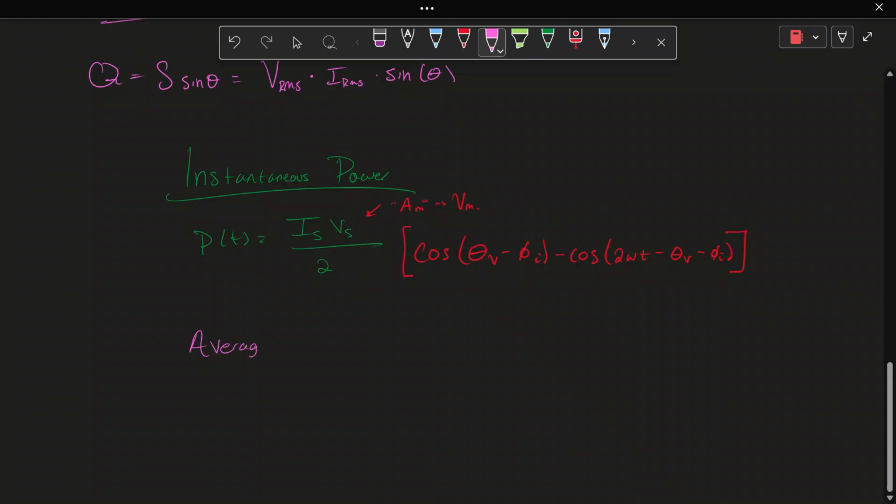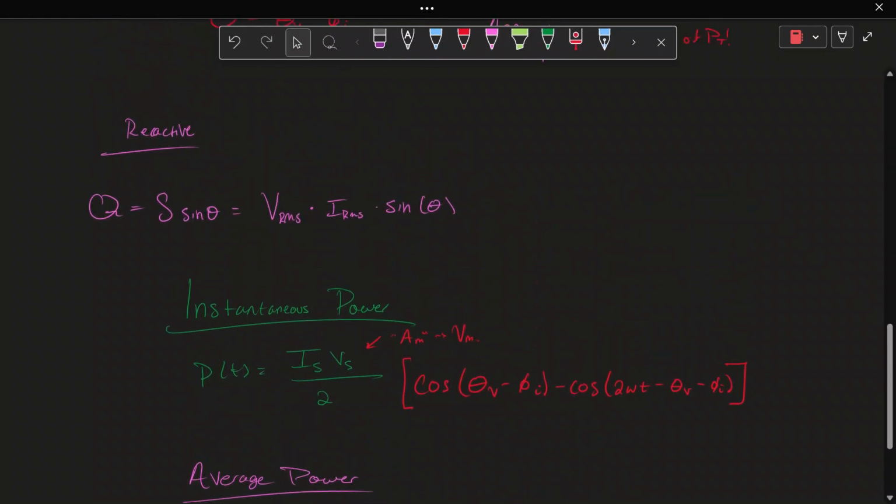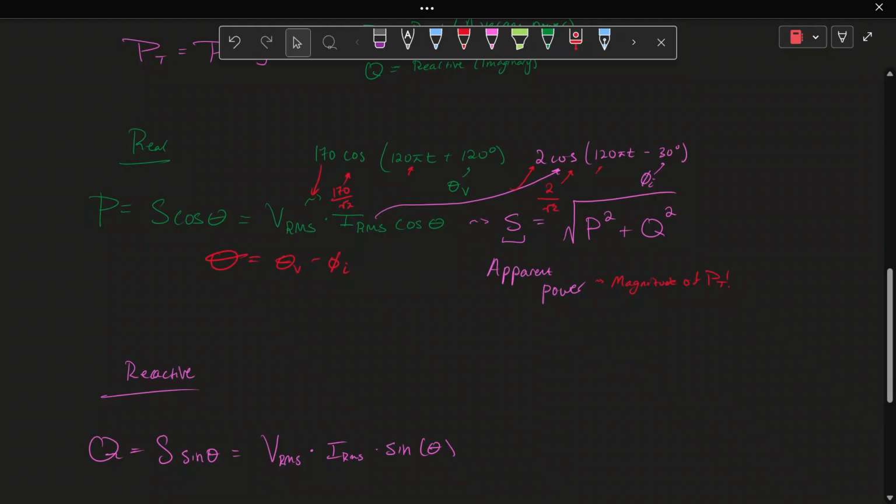Another way you can solve for average power is this way, and it's a different way from what I showed before. You don't have to take the integral of instantaneous power. You can do IS VS again. Those are your amplitudes divided by 2 times the cosine of the angle between them. And what do we notice about this? This is the same thing as IRMS times VRMS cosine theta. Remember from above, this just reinforces the idea that average power is this value.